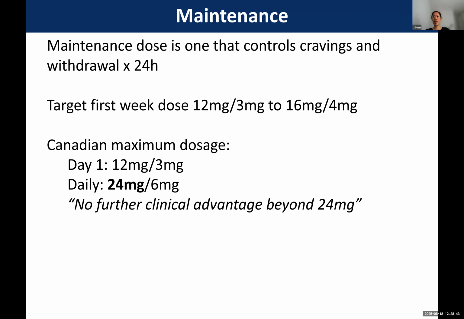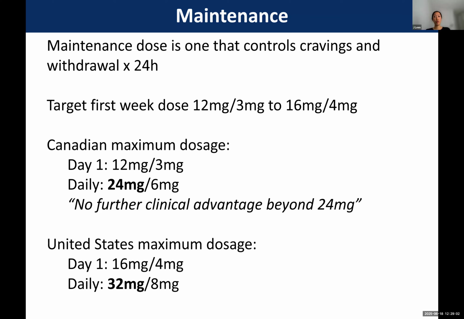If you think about any other opioid, there really is no maximum amount. You'll be limited by respiratory depression first and foremost. So this statement here isn't supported by evidence, and that's why these other protocols have developed. And we know that in the United States, their daily maximum is 32 milligrams. So we have a lot of experience going up to at least 32 milligrams.